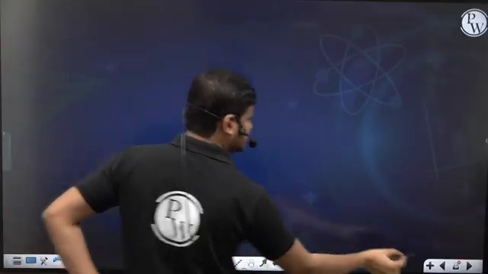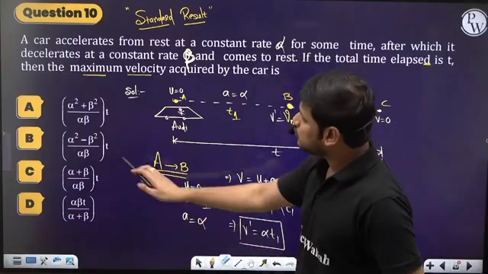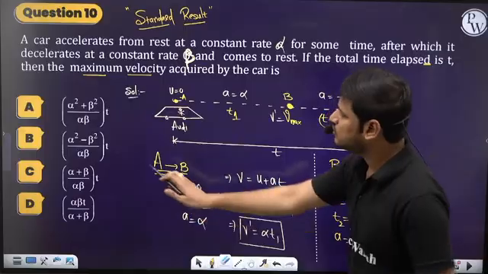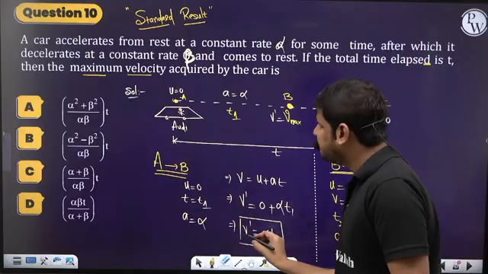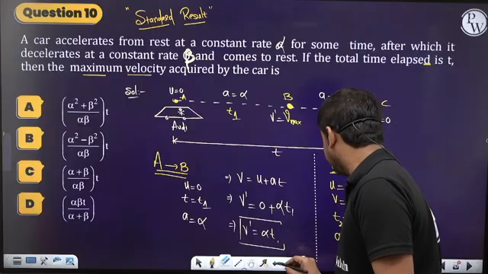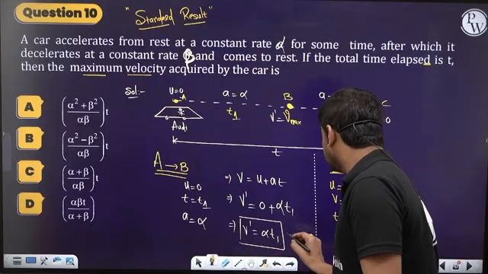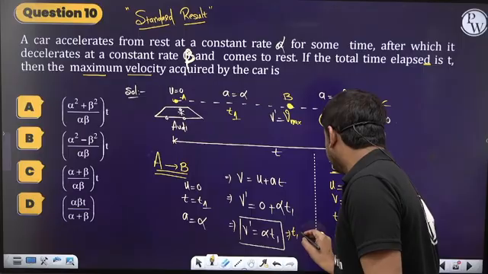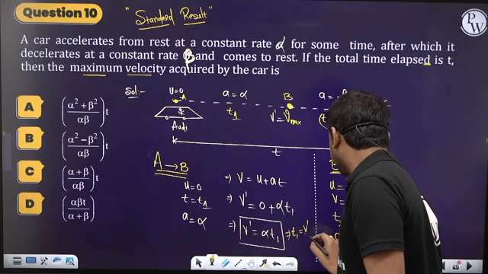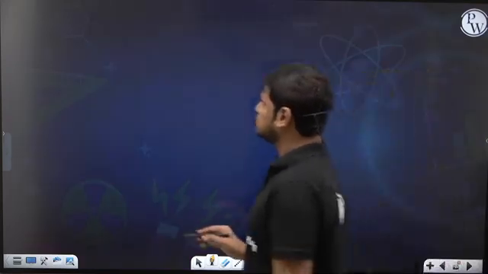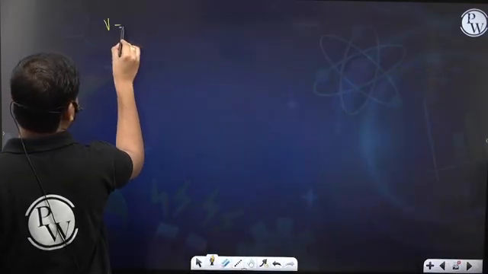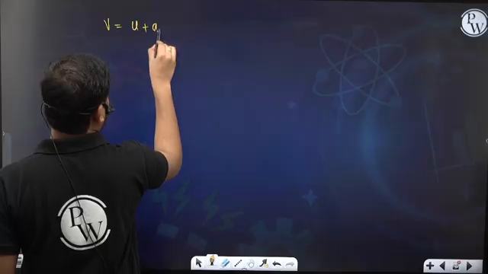Let's check the options once. Here we don't have any t1 term, so we need everything completely in terms of v dash. So from here, t1 is equal to v dash by alpha. Now I'm using the equation v is equal to u plus at.